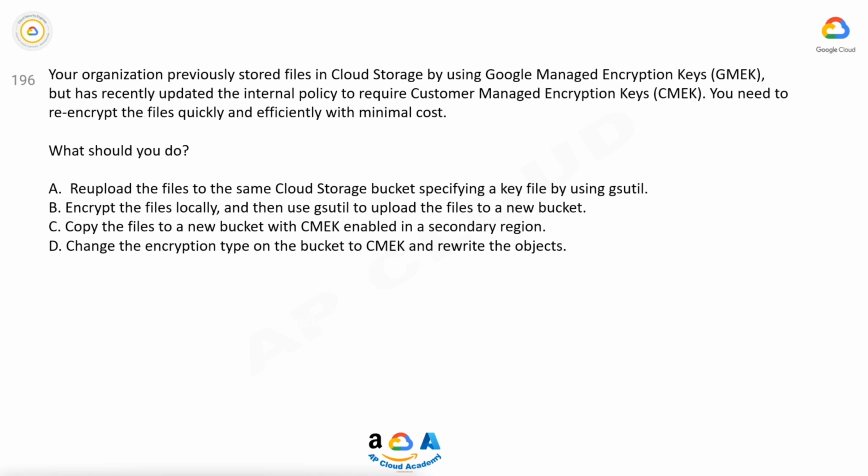A. Re-upload the files to the same cloud storage bucket specifying a key file by using gsutil. B. Encrypt the files locally and then use gsutil to upload the files to a new bucket. C. Copy the files to a new bucket with CMEK enabled in a secondary region. D. Change the encryption type on the bucket to CMEK and rewrite the objects.